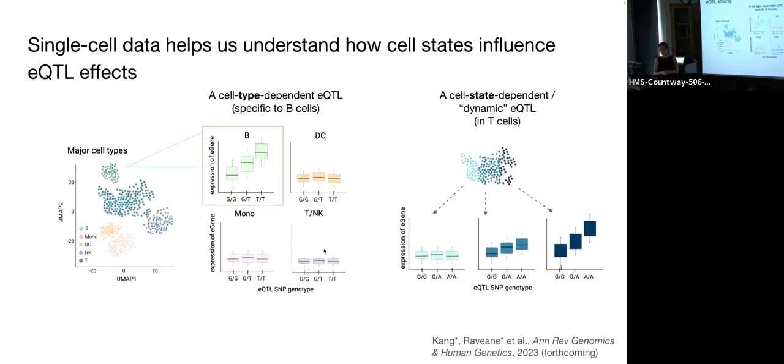And then furthermore, we can find dynamic eQTLs that change in their strength across cell states within a cell type. So in this example here, we have T cells that are all T cells, but if you look across the T cell landscape, there may be an effect where, depending on where you are along this continuous landscape of T cells, the eQTL might have a stronger effect, say, in these darker T cells.